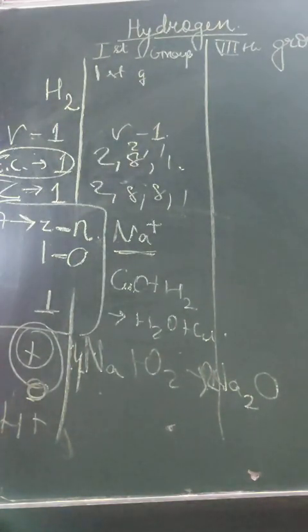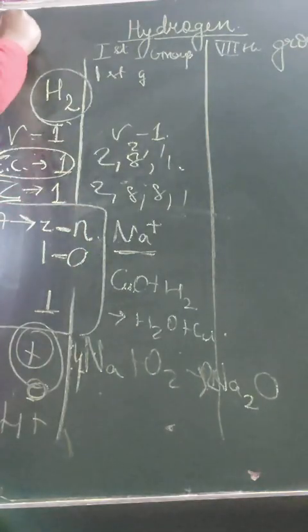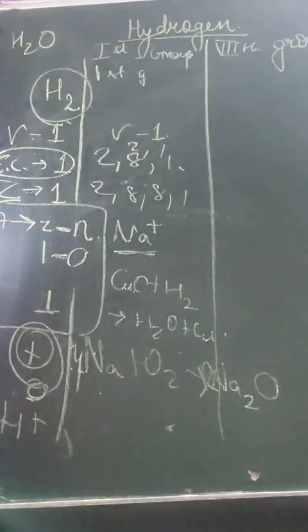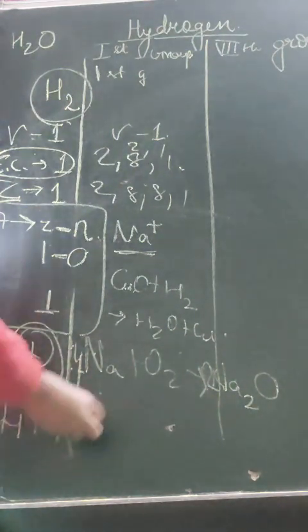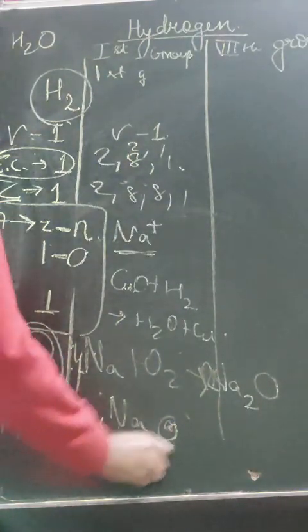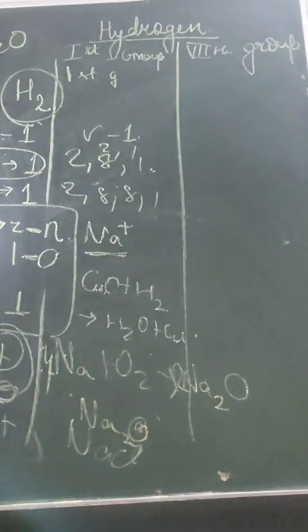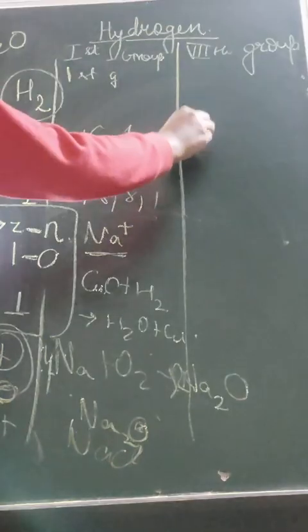So this way. Now next we have the combination with non-metals. Hydrogen easily combines with non-metals, for example, H2O. Similarly, first group elements also combine with non-metals like Na2O. Then we have NaCl. So this way it is similar to the first group. Then we have the seventh group, which is known as halogens. In this also, all the halogens have valency 1.